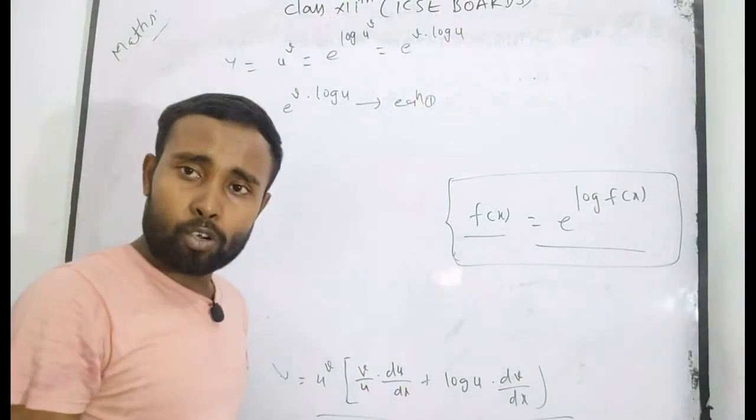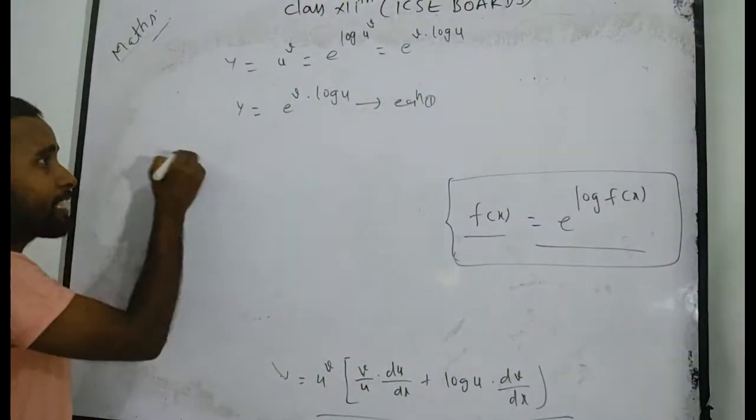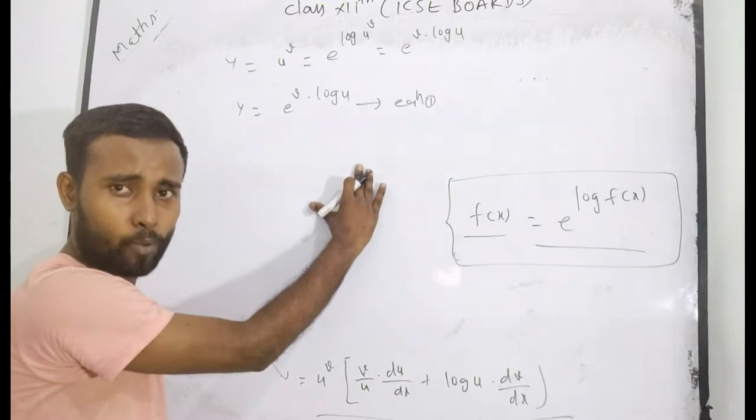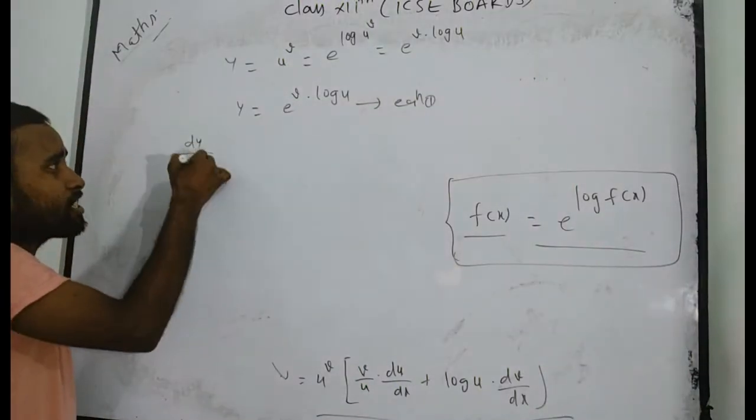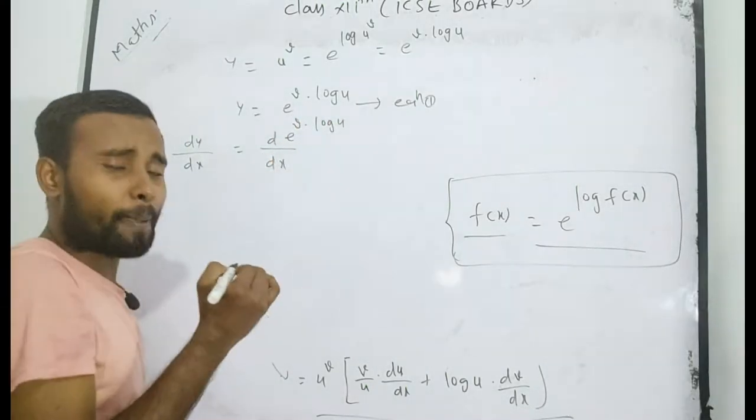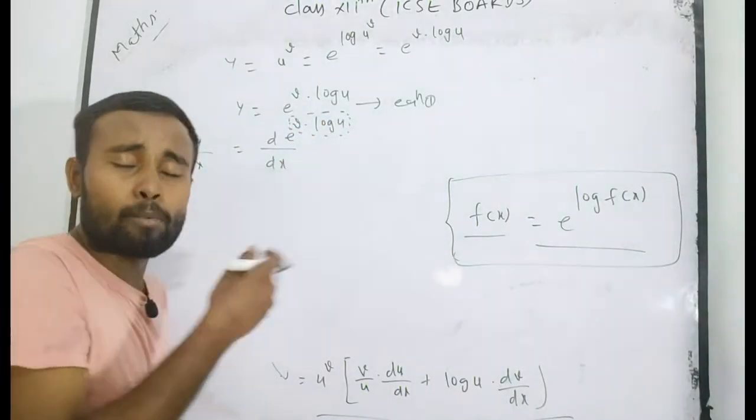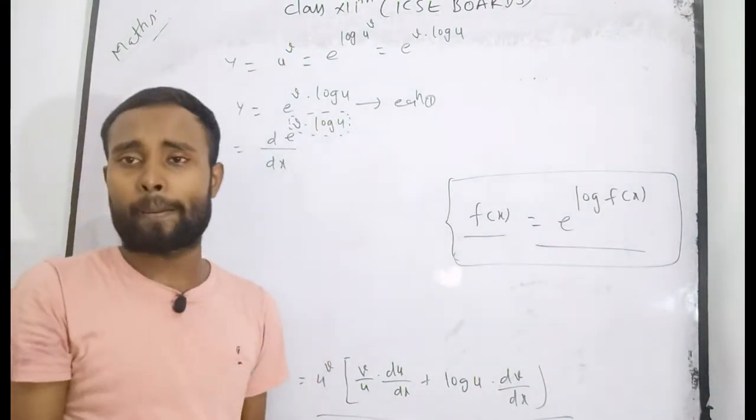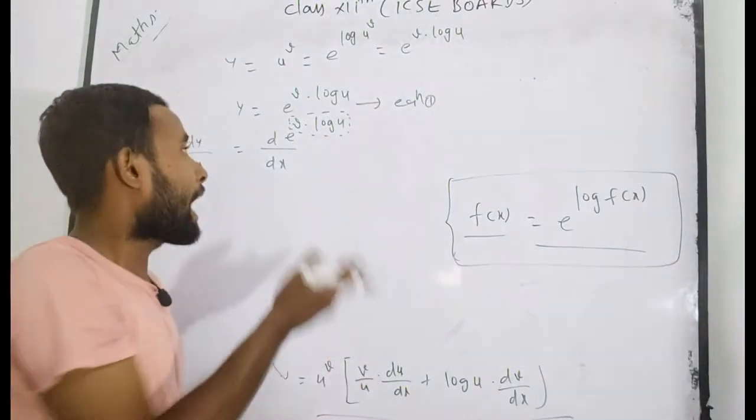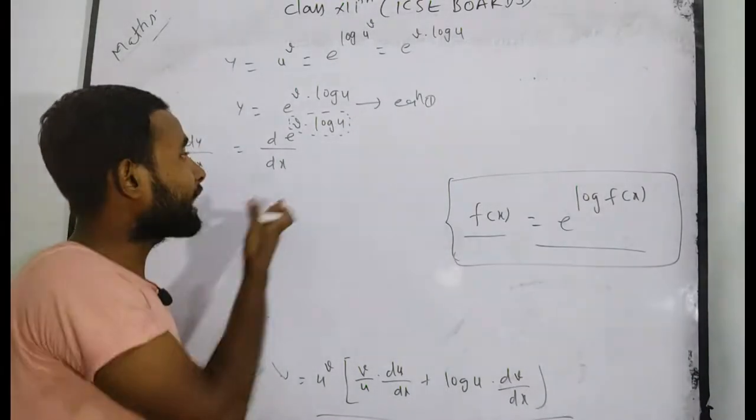Now you have to differentiate on both sides with respect to x using the exponential function, that means e to the power x. There is not enough space, so I want to write directly, differentiating on both sides with respect to x. Then you will get dy/dx is equal to the derivative of e to the power v into log u with respect to x. And you know that this is e to the power something, and the derivative of e to the power x with respect to x will always be e to the power x, but there is something different here. In place of x there is v times log u, and the variable with respect to which you have to differentiate is x, so you can't differentiate directly.